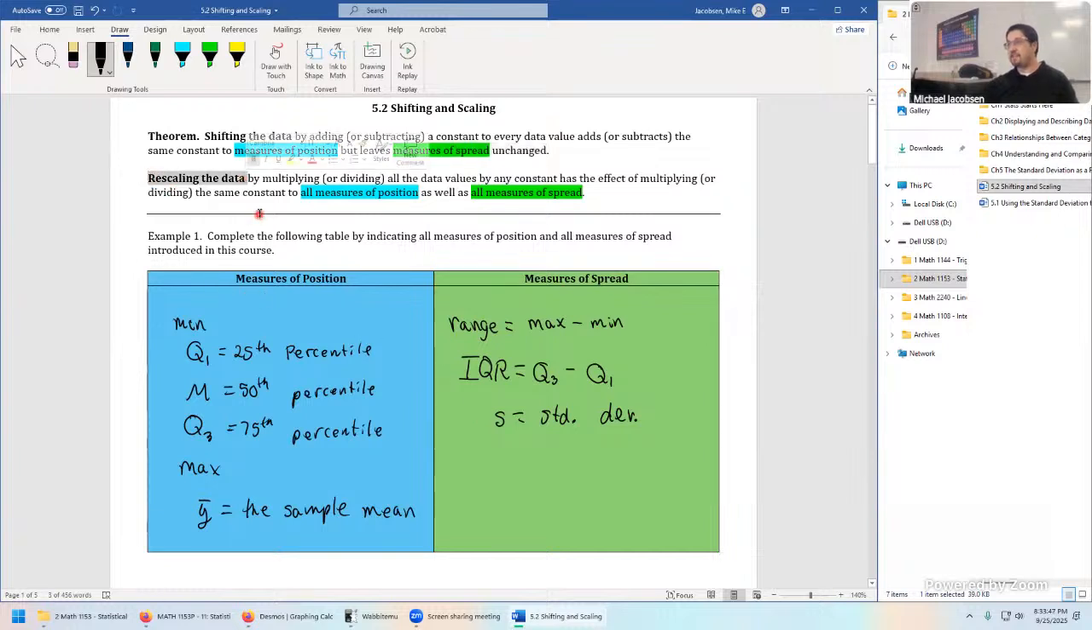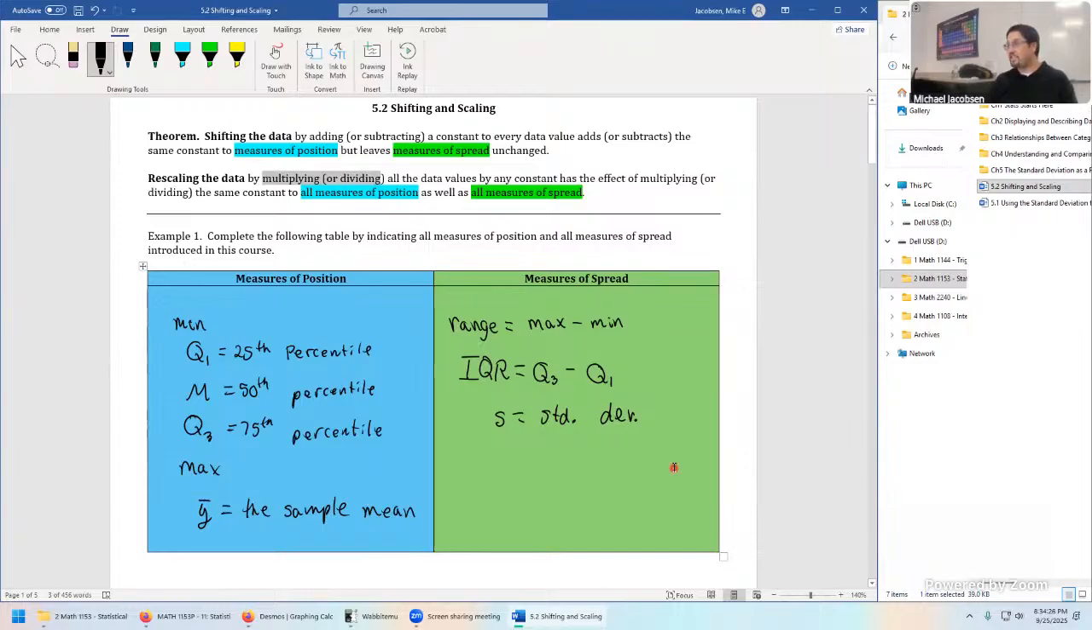If we rescale the data, we haven't talked about this one as much because shifting is the confusing one, but rescaling the data is kind of the normal thing. Nothing unusual happens here. Rescaling means you're either multiplying or dividing all the data values by the same constant number. Say you're multiplying all the data values by 2. Then all the measurements of position are multiplied by that same constant, and so are all the measurements of spread. So if I took just some random data set and multiplied every observation by 2, every single statistic on the table here is multiplied by 2.